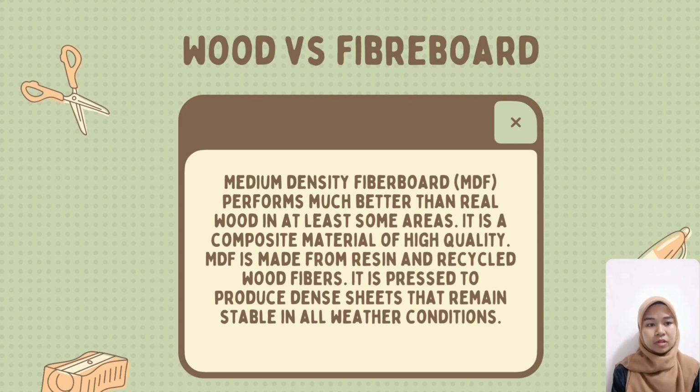Medium density fiberboard performs much better than real wood in at least some areas. It is a composite material of high quality. MDF is made from resin and recycled wood fiber. It is pressed to produce a dense sheet that remains stable in all weather conditions.